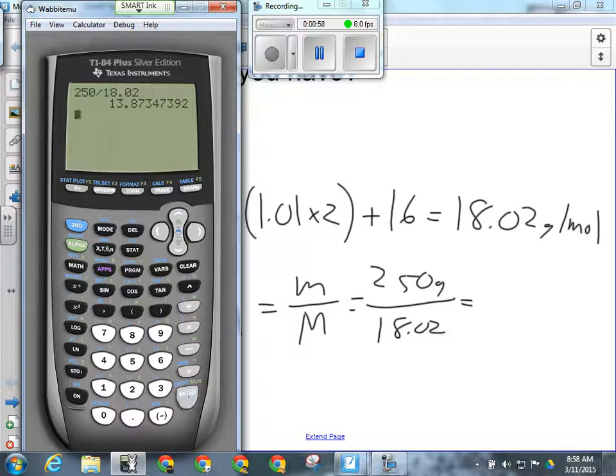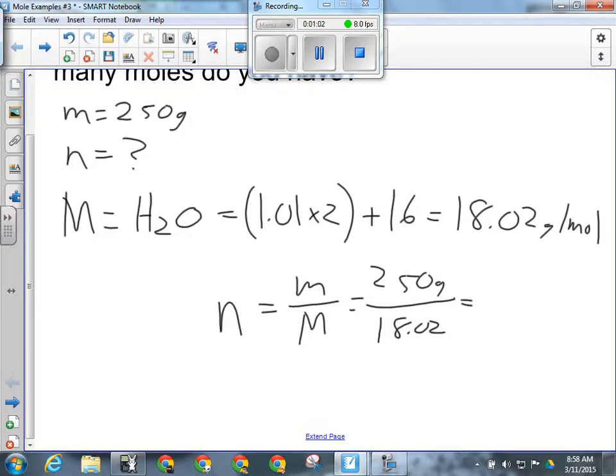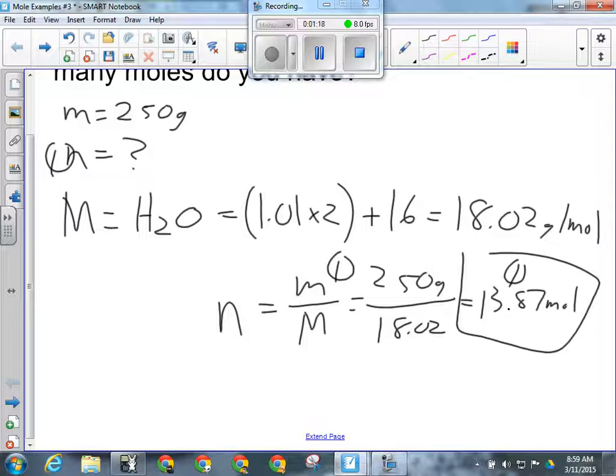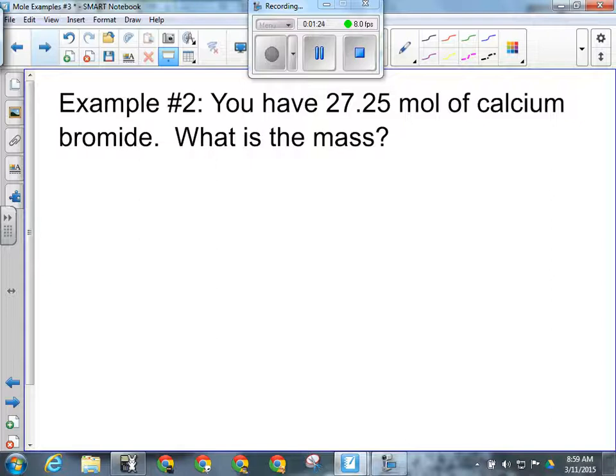All right, so we're looking at 13.87 what? Moles. Okay, pretty straightforward on that one. That's the 3-mark question, right? 1 for your givens, 1 for the math, and 1 for your final answer. All right, give you a few minutes to try that one.